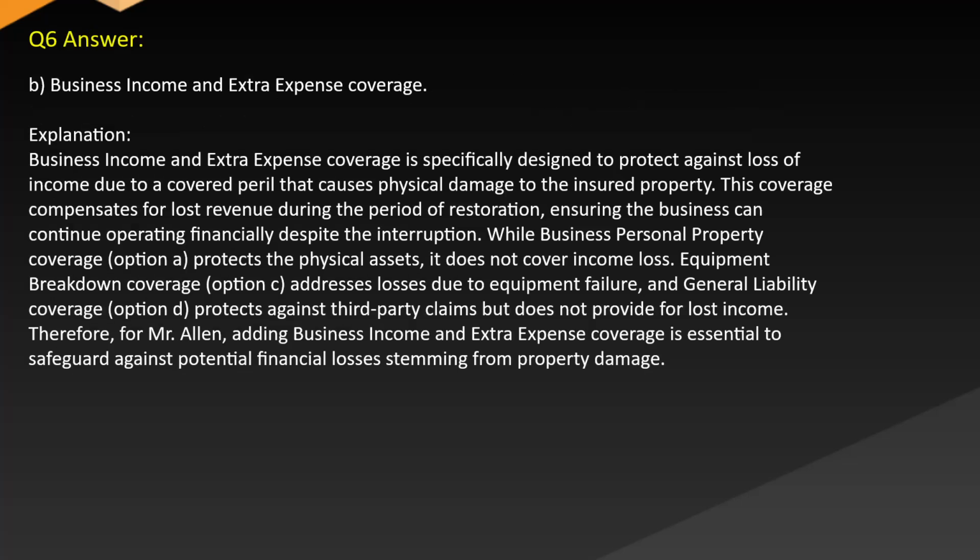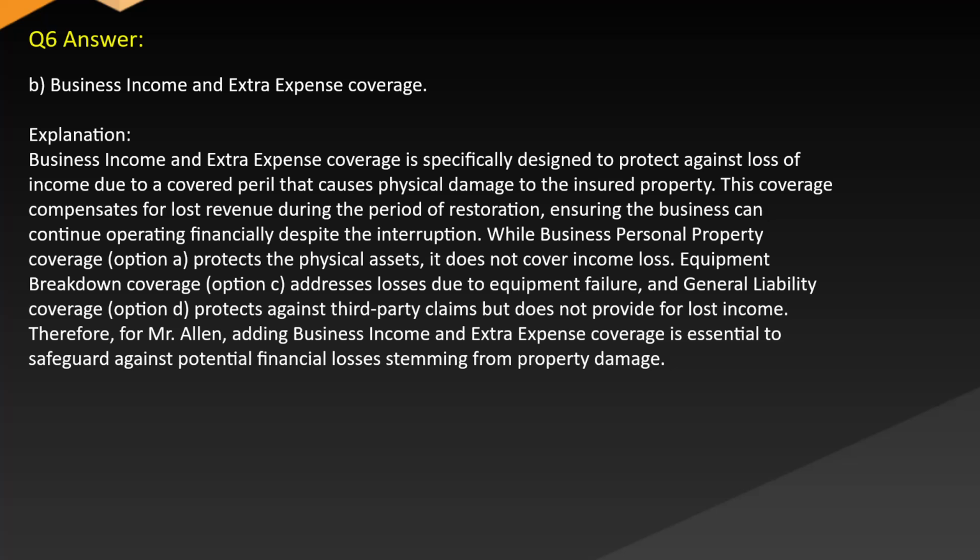Answer: B. Business income and extra expense coverage. Explanation: business income and extra expense coverage is specifically designed to protect against loss of income due to a covered peril that causes physical damage to the insured property. This coverage compensates for lost revenue during the period of restoration, ensuring the business can continue operating financially despite the interruption, while business personal property coverage, option A, protects the physical assets. It does not cover income loss.